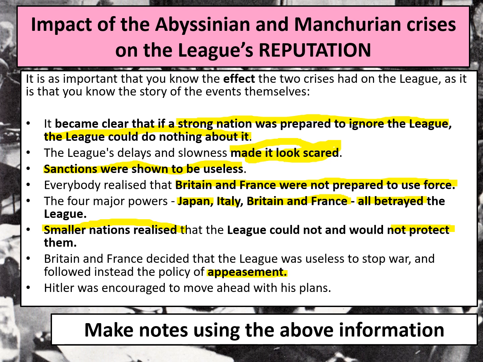And appeasement was where they gave in to the reasonable demands of other countries. So, for example, Hitler at this period was starting to rebuild his army, to try and take over other countries. And Britain and France, rather than stopping him, decided to let him have whatever they felt was reasonable. So your first job, please, Year 9, is make some very quick bullet-pointed notes under the title Impact of the Abyssinian and Manchurian Crises.